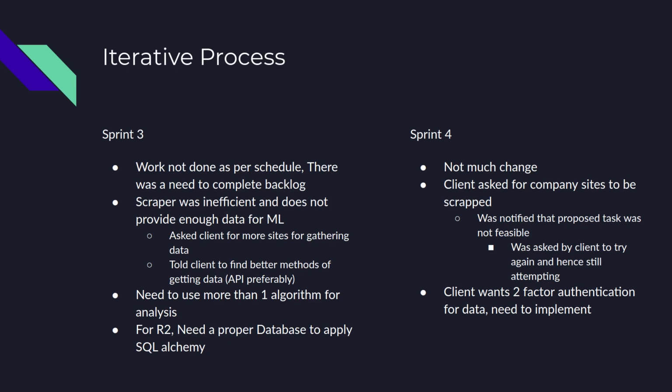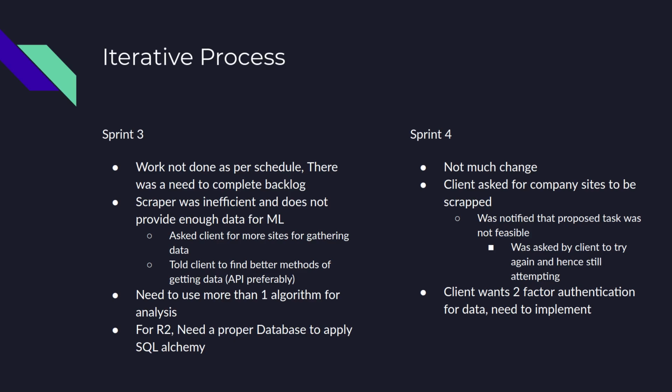Well, in Sprint 3, we realized that the work was not done as per schedule and that there was a need to complete the backlog. The scraper was inefficient and does not provide enough data for the machine learning algorithm, and we asked the client for more sites for gathering data. And we also asked the client to, if possible, provide us with methods of getting data through, for example, an API. We also realized a need for using more than one algorithm for the analysis, and realized that in R2 we need a proper database to apply SQLAlchemy.